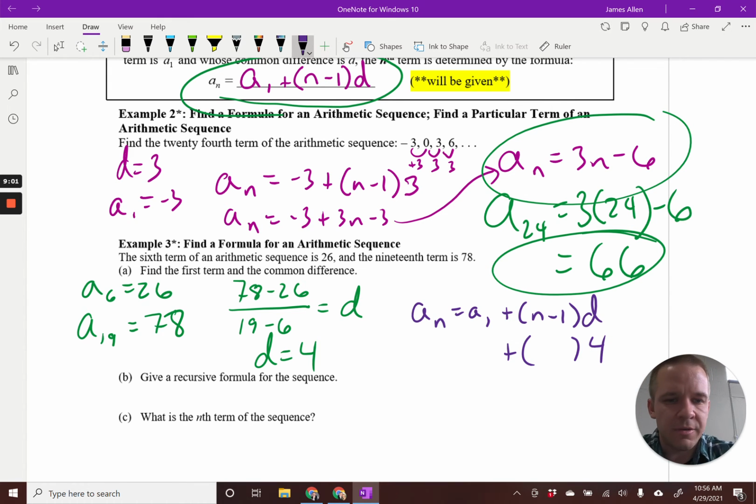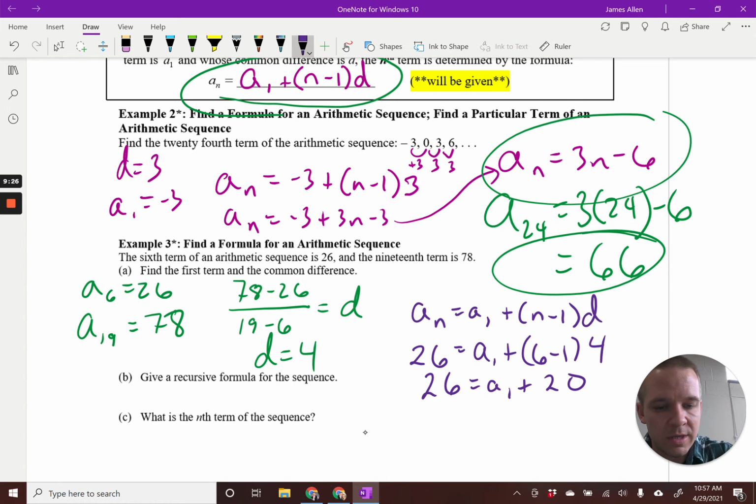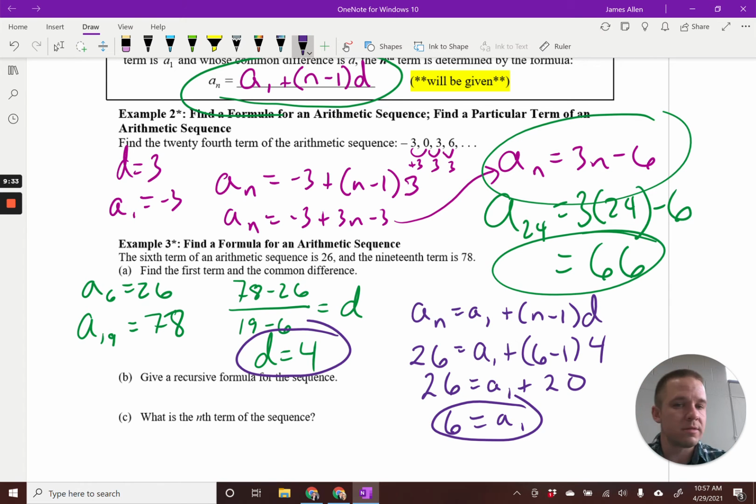Let's say I know the 6th term, so n could be 6. I don't know my first term, but I know a sub 6 is 26. So I can set up this equation and solve for my missing term, just like a normal Algebra 1 equation in this scary looking world. I've got 26 is equal to a sub 1 plus, that's 5 times 4 is 20, subtract, and I get 6 is equal to a sub 1. So I've got my first term and my common difference. I've accomplished what we want for part A.